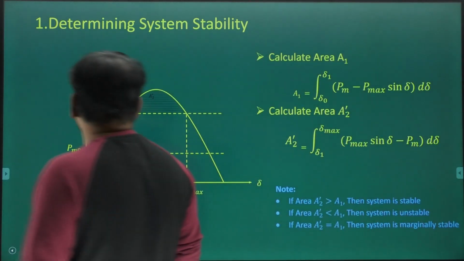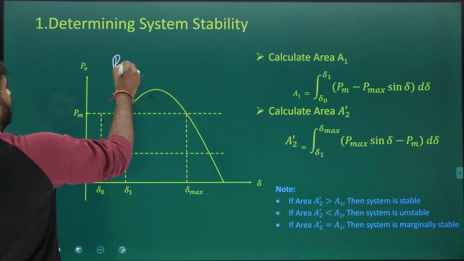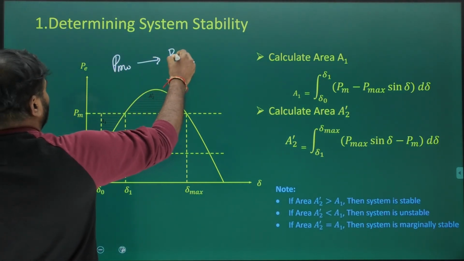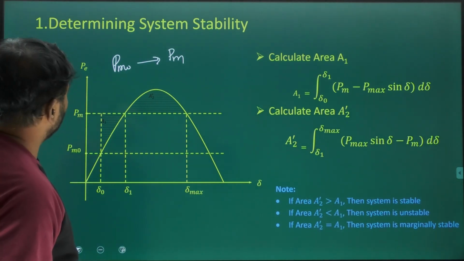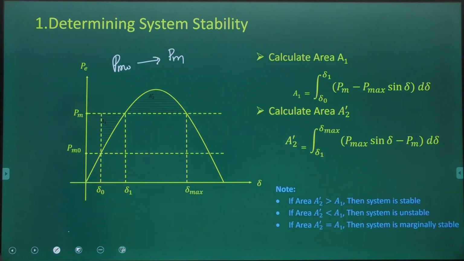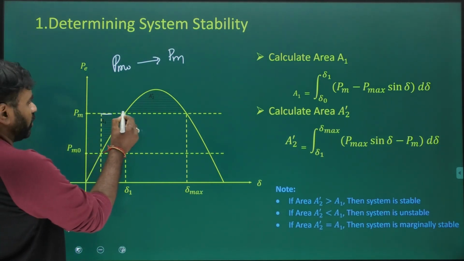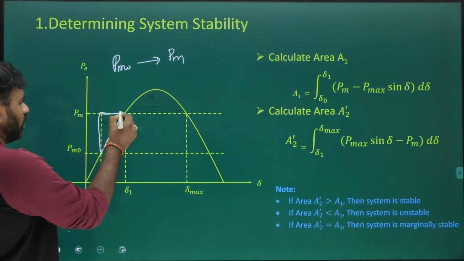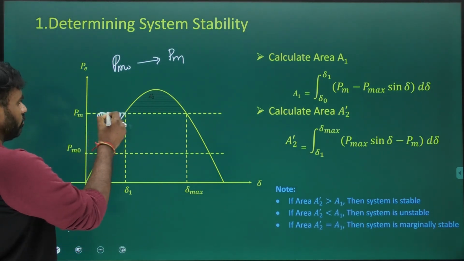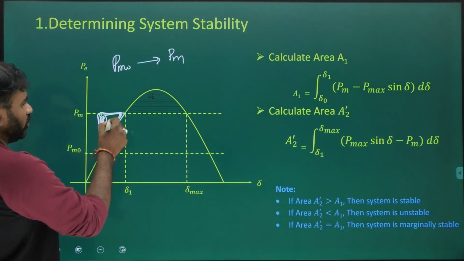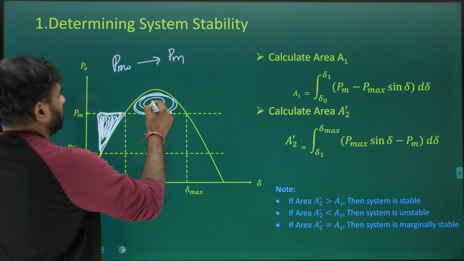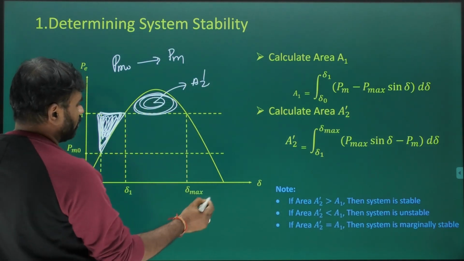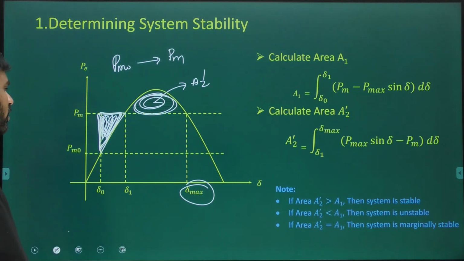The load on the machine earlier is PM naught. Initially the load is PM naught. Now it is increased to what? PM. Then we have to comment on whether the system is stable or not. So to comment on system stability, let's see, this is the mechanical power and electrical power, and this area is called the accelerating area, and this the decelerating area. Mechanical power is greater than electrical power. And this is the available deceleration area, called A2 dash, because we are going up to delta max. Delta max is 180 minus delta 1, where delta 1 is the new steady state rotor angle.